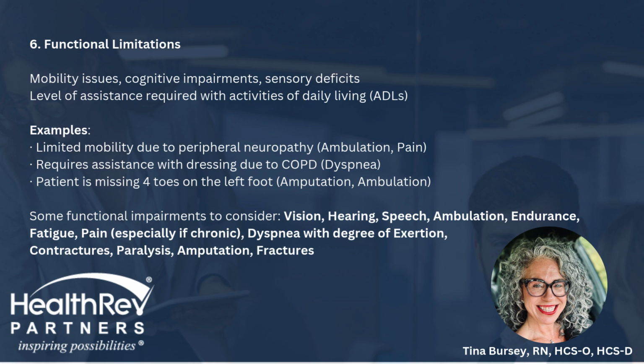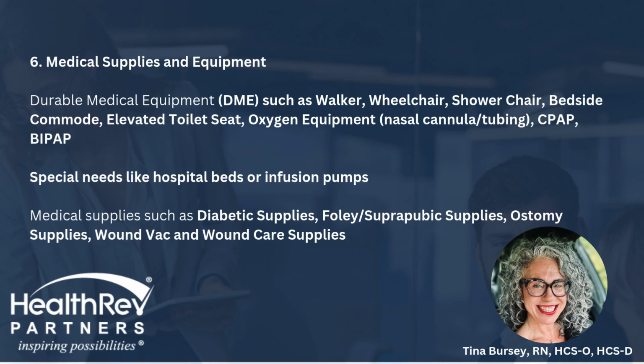Some other functional impairments to consider are vision, hearing, speech, ambulation, endurance, fatigue, pain, especially if it's chronic pain, the dyspnea with the degree of exertion, whether it's moderate, minimal, or at rest, contractures, paralysis, amputation, and fractures. The next one is medical supplies and equipment.